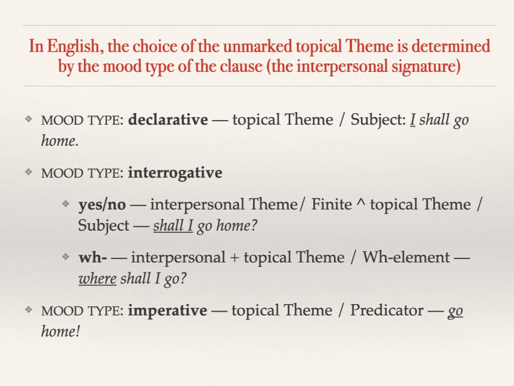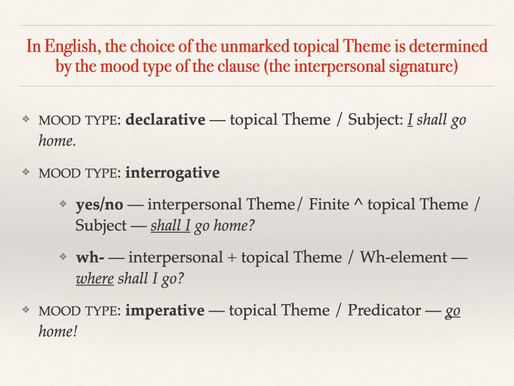So this is part of the general pattern in English. In English, the choice of the unmarked topical theme is determined by the mood type of the clause, what I call the interpersonal key signature. And that may be backed up, as I put it before, by the interpersonal theme. So in the most common mood type, that's a declarative, giving information, the unmarked topical theme is subject, as in I shall go home.